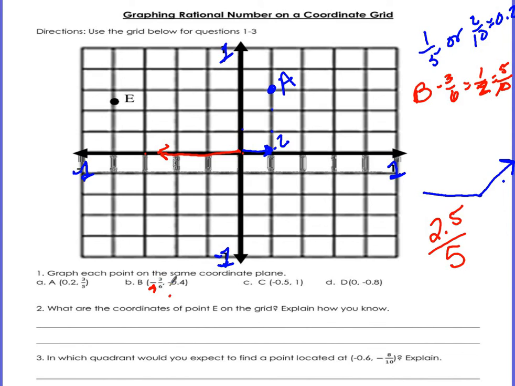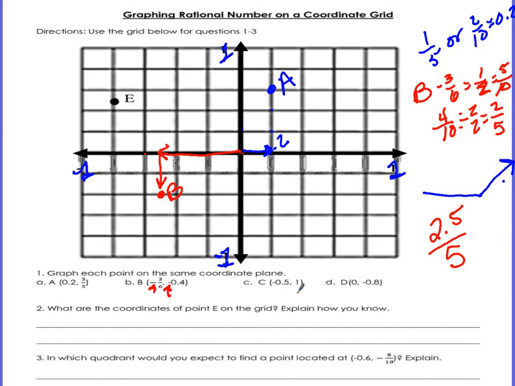And then, because it's negative, I have to go down 4/10. Okay, and 4/10 I can simplify and get 2/5. So I have to go down 1, 2. So this would be point B.